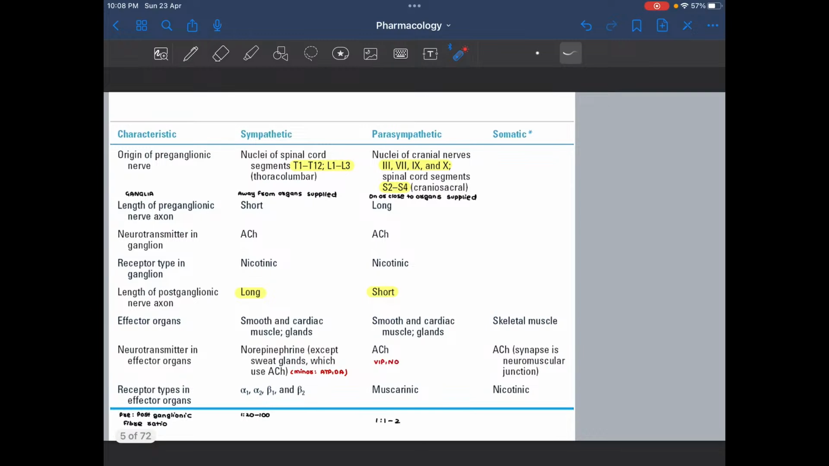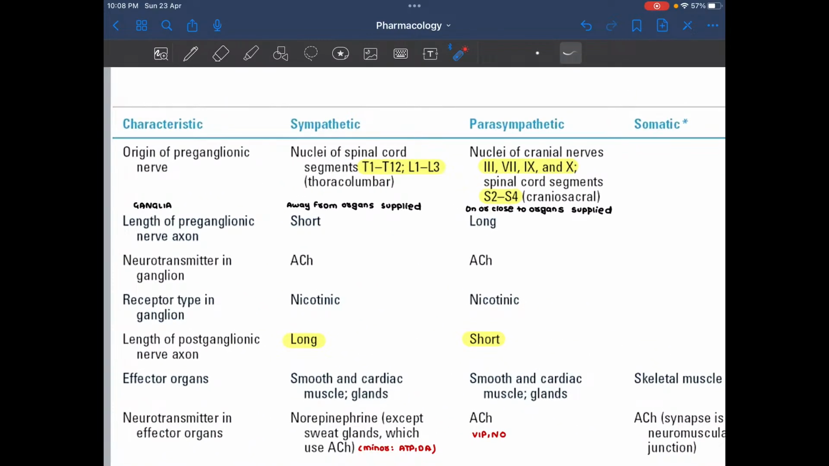All right. So this is the table that I'm going to talk to you about. For the sympathetic nervous system, the origin is mainly thoracolumbar, that is T1 to T12 and L1 to L3. So this is thoracolumbar. What about the parasympathetic? It's mainly craniosacral. Along with that, we have some cranial nerves associated with the parasympathetic nervous system. What are they? We have 3, 7, 9, and 10. That makes sense. What about the ganglia?